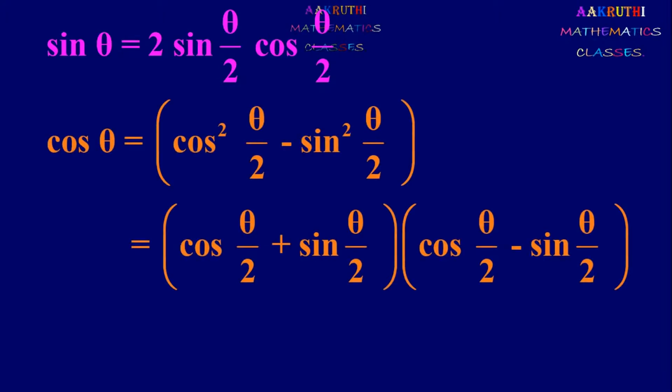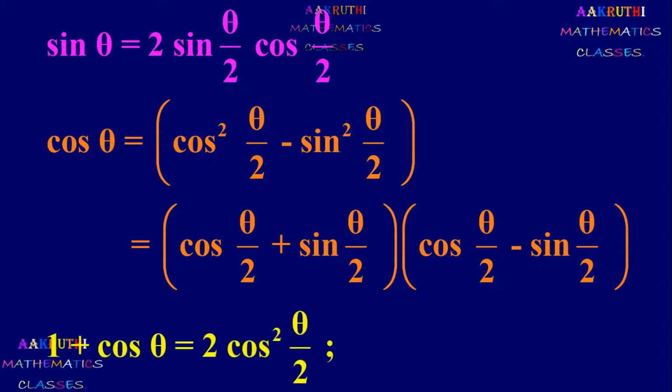And cos theta can be written as cos square theta by 2 minus sin square theta by 2. If you want, we can factorize this. It is of the form a square minus b square, and we can write it as cos theta by 2 plus sin theta by 2 into cos theta by 2 minus sin theta by 2. So therefore cos theta can be written as cos square theta by 2 minus sin square theta by 2.